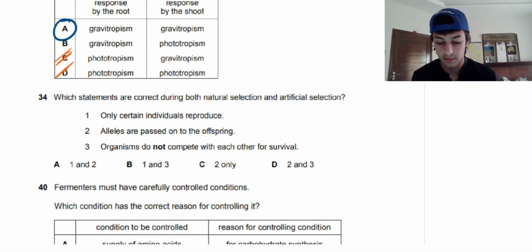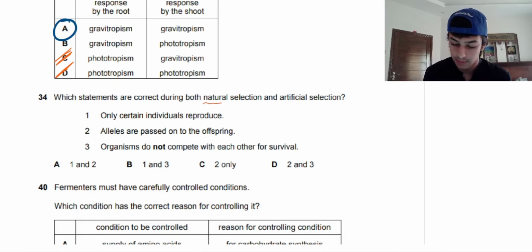Question 34. Which statements are correct during both natural selection and artificial selection? Natural selection is basically the process through which an organism appears in a population which has a selective advantage over the rest of them, and it starts reproducing and passing its alleles onward to the offspring. But in artificial selection, humans select those organisms that have the best characteristics and keep breeding them.